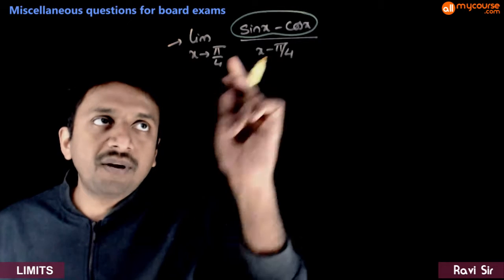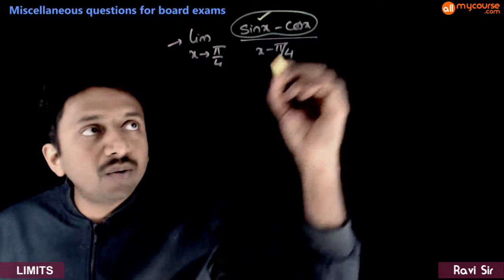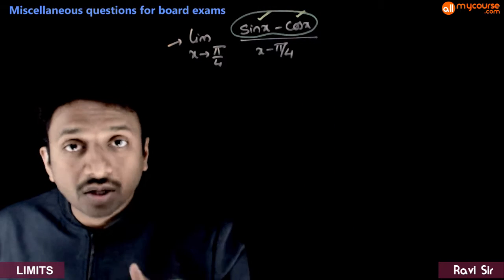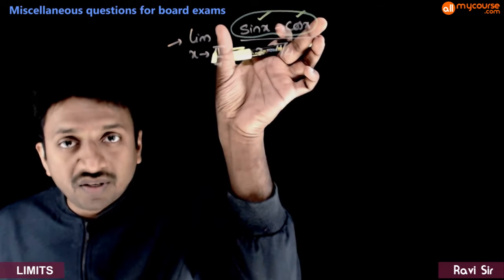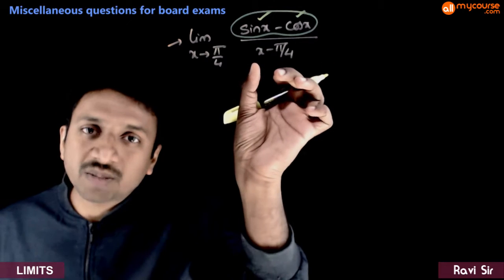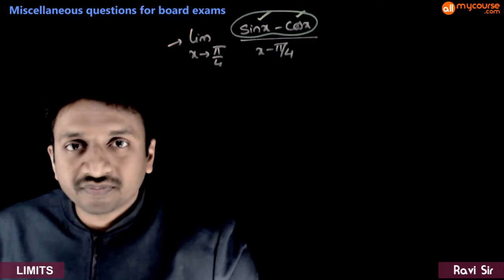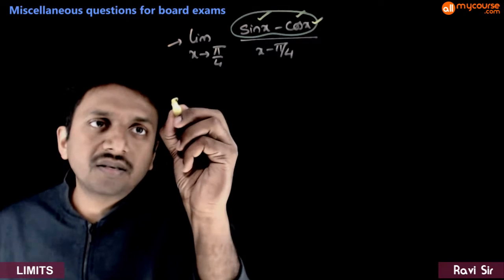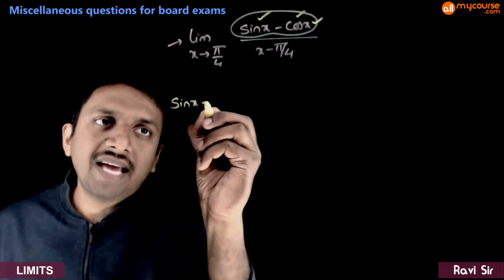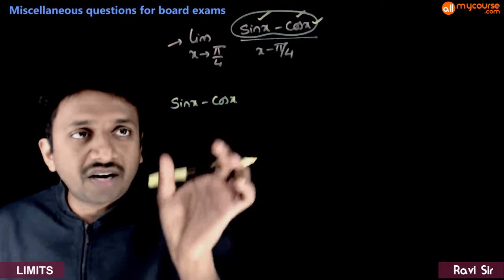So as x tends to pi by 4, sin pi by 4 is 1 by root 2, cos pi by 4 is also equal to 1 by root 2. So 1 by root 2 minus 1 by root 2 is 0, pi by 4 minus pi by 4 is again 0. So in such type of questions, what we do is, we'll try to simplify sin x minus cos x.